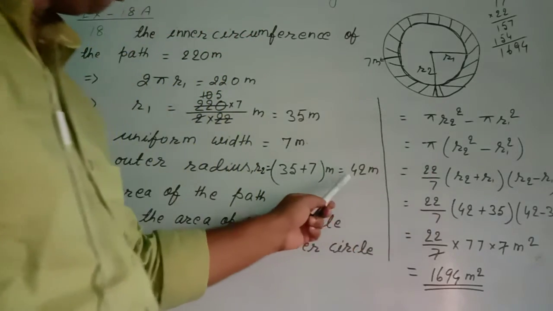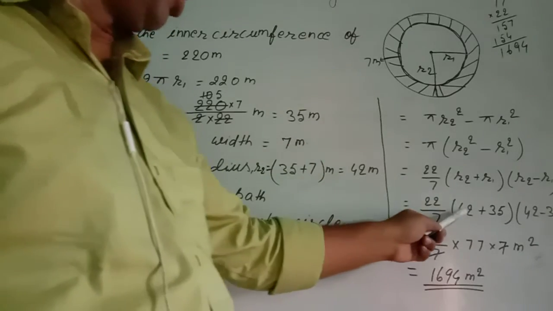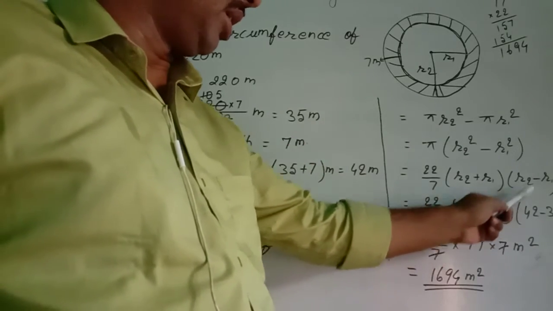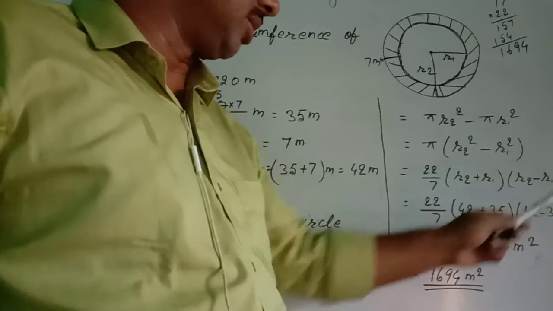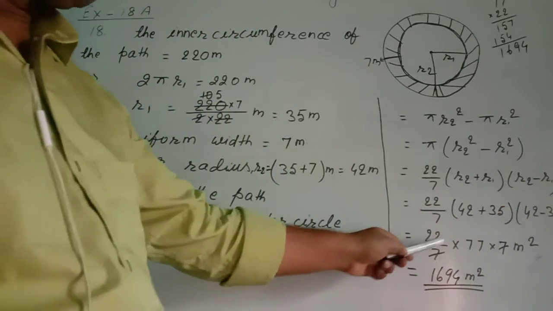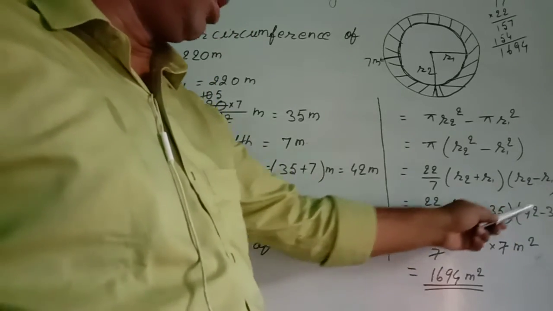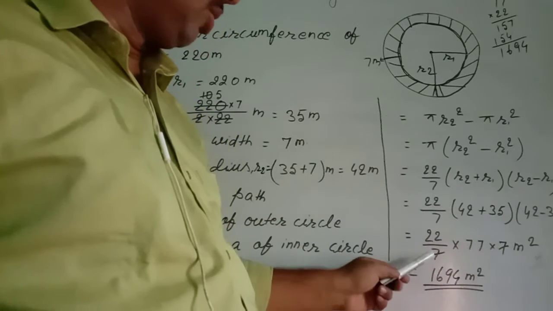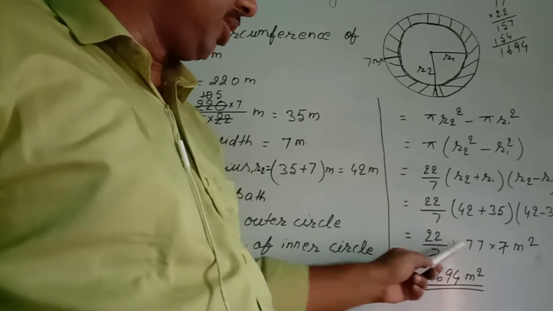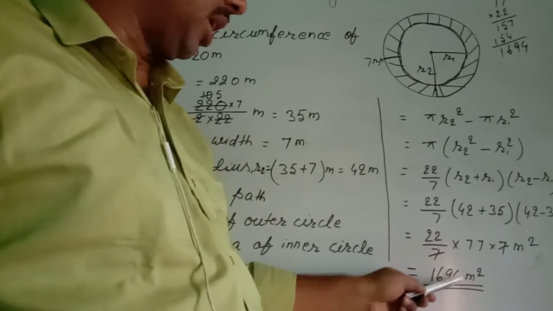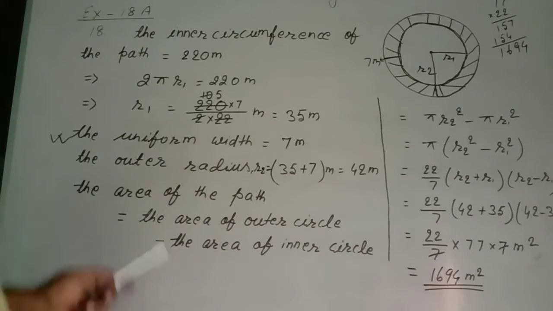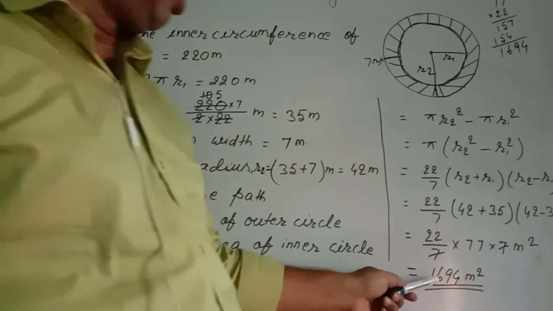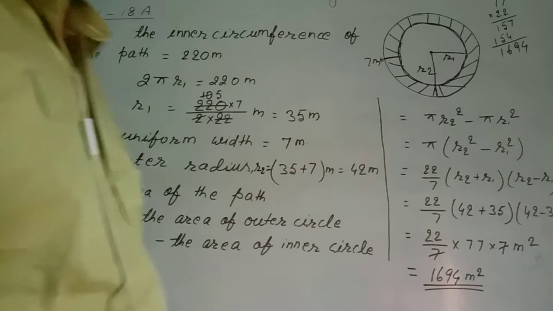R2 is 42 and R1 is 35, so I added 42 plus 35, and here is subtraction, so 42 minus 35. 22/7, this addition became 77 and this subtraction became 7. So this 7 cancelled. 22 into 77 equals 1694 meter square. The area of the path equals 1694 meter square.